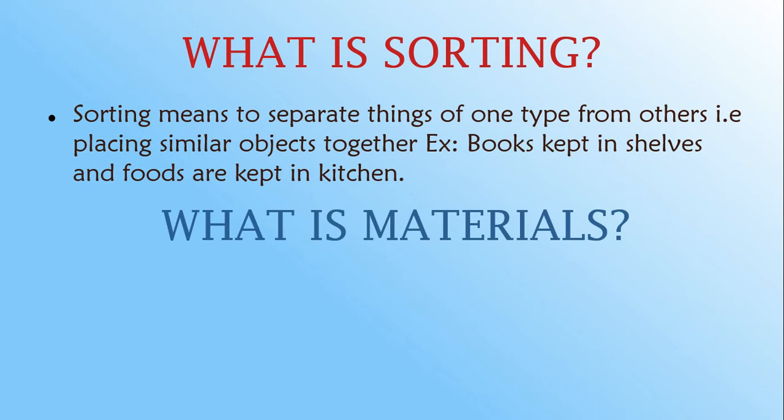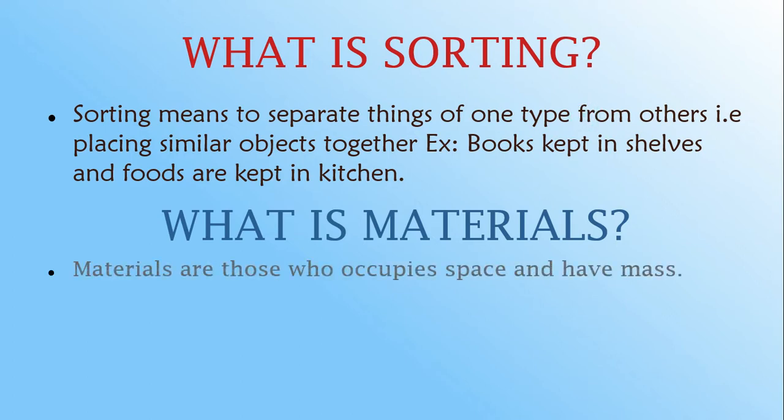Now comes the second, that is, what is material? Since we are dealing with sorting materials, we have to know what material is. Materials are those that occupy space and have mass, and they can be felt by our sense organs: ears, eyes, nose, tongue, skin. So it can be felt by any of these sense organs.